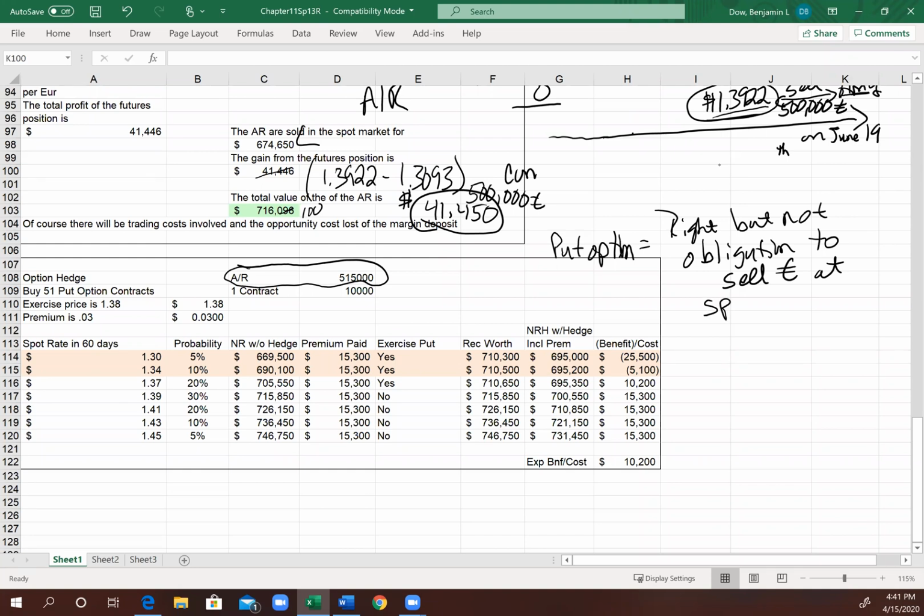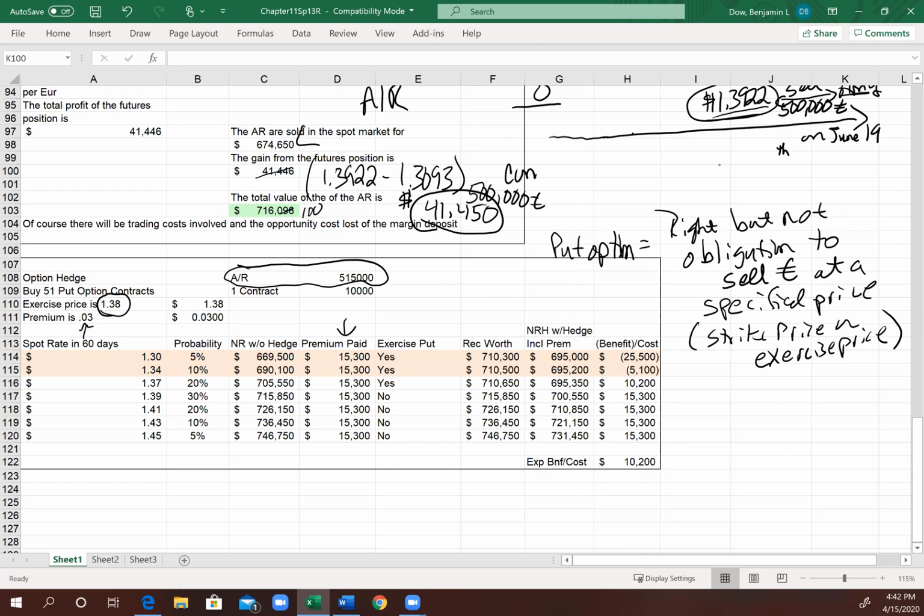Now, part of it is we've got to pick an exercise price, or what's called a strike price. The exercise price or strike price is the specified price that you can sell it at. Okay. So let's suppose we picked an exercise price of $1.38. Then just like other insurance contracts, it's going to have a premium involved. And you're going to have to pay the premium up front.